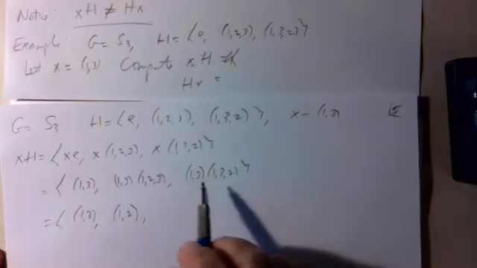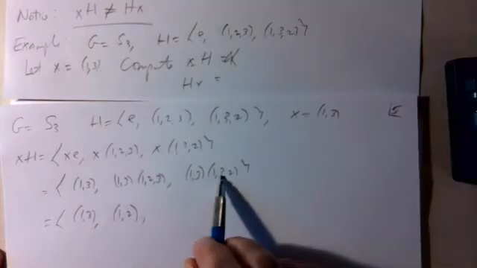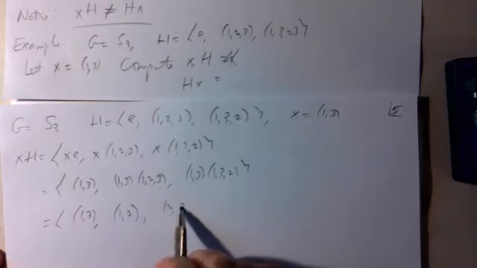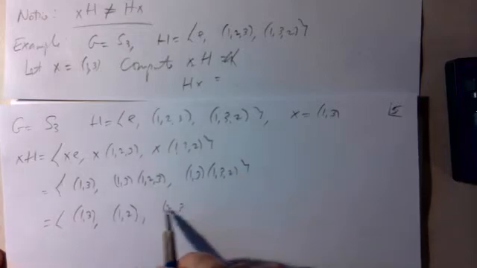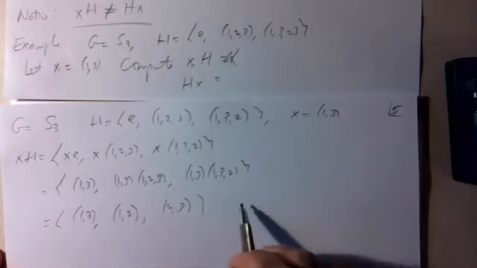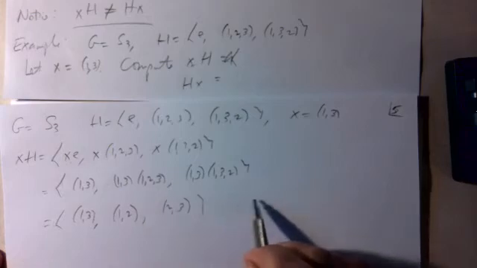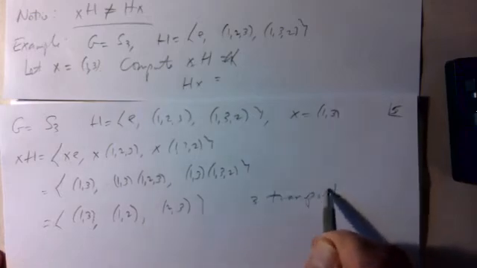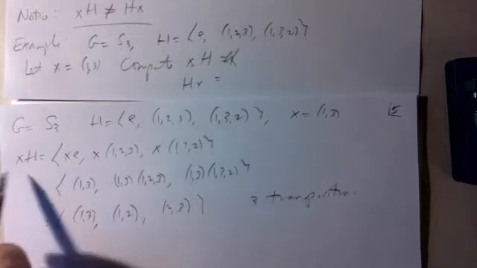What is this? 1 goes to 3, goes to 1. 2 goes to 1, goes to 3. 3 goes back to 2. So this is the set of the 3 transpositions. That's the left coset.